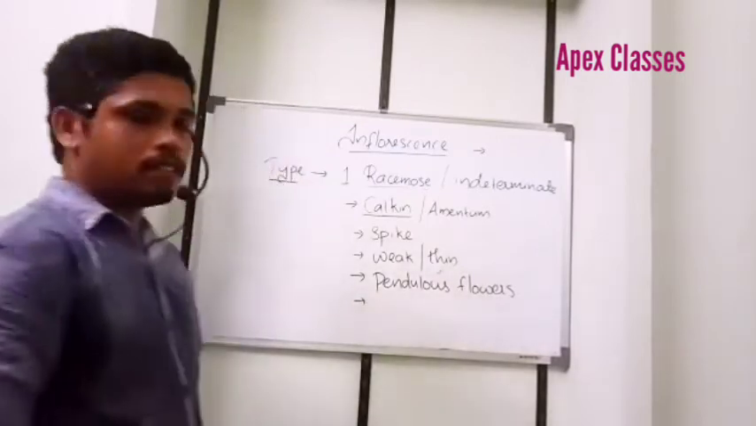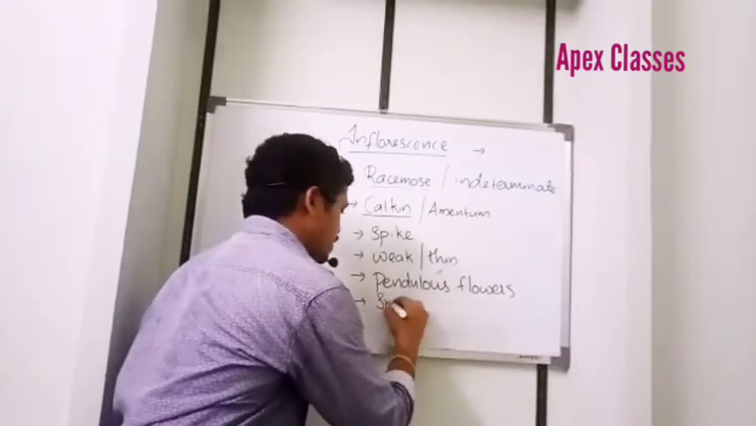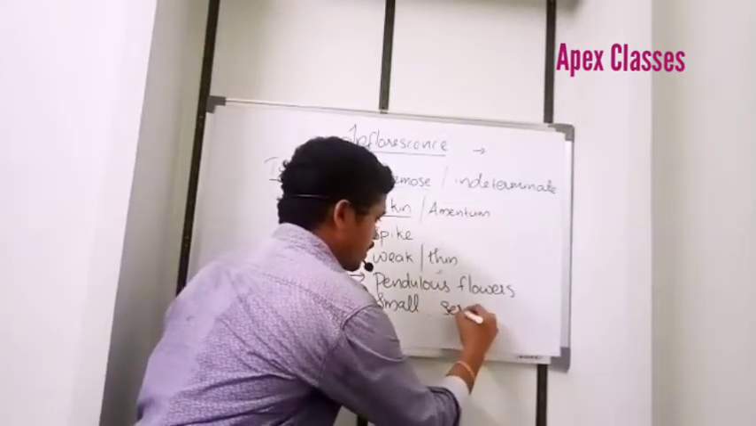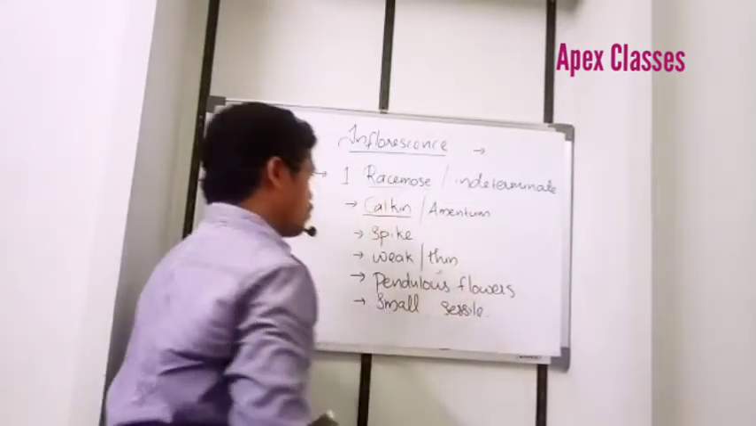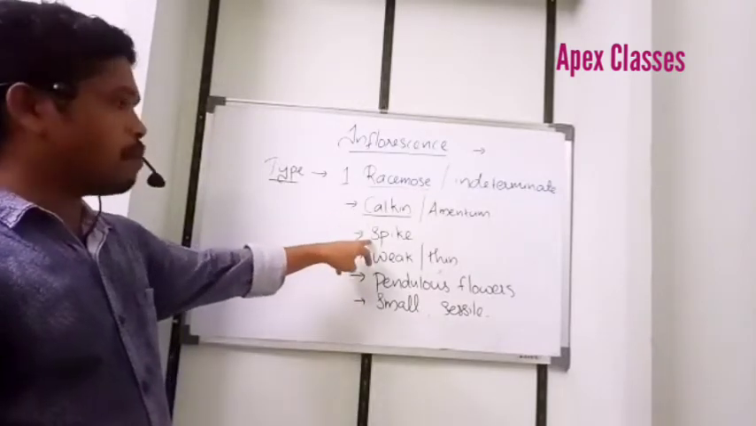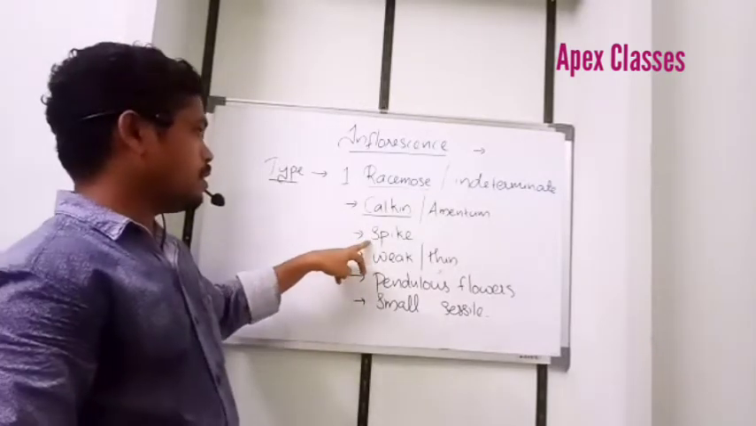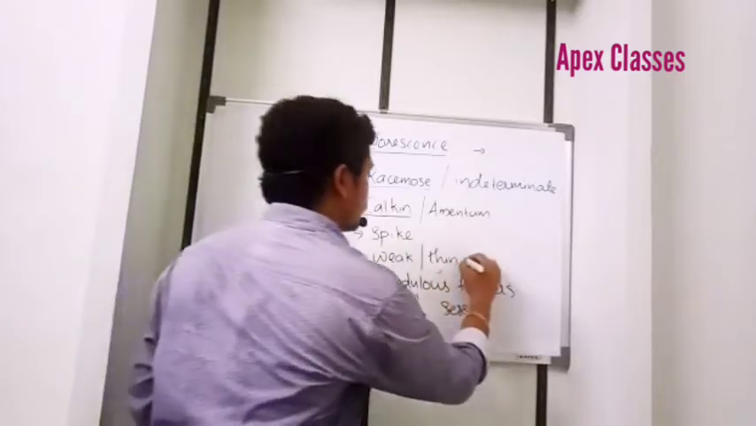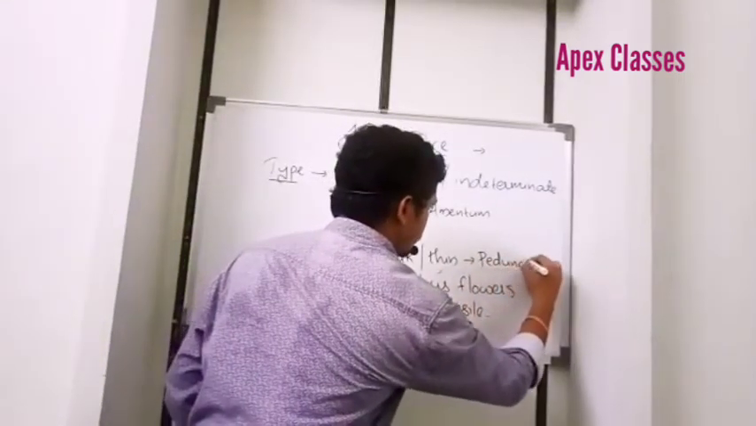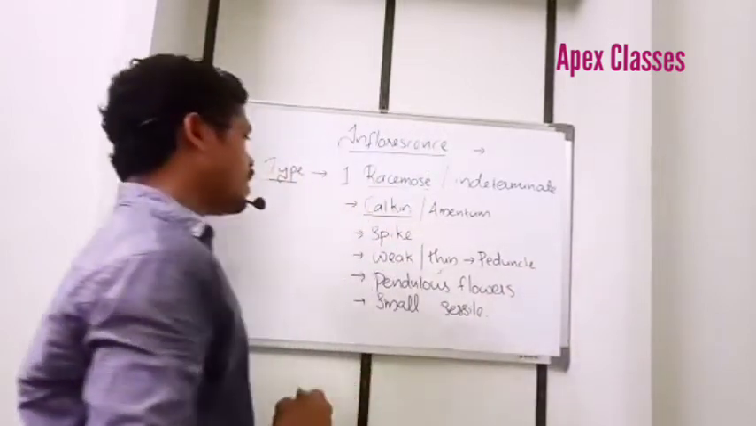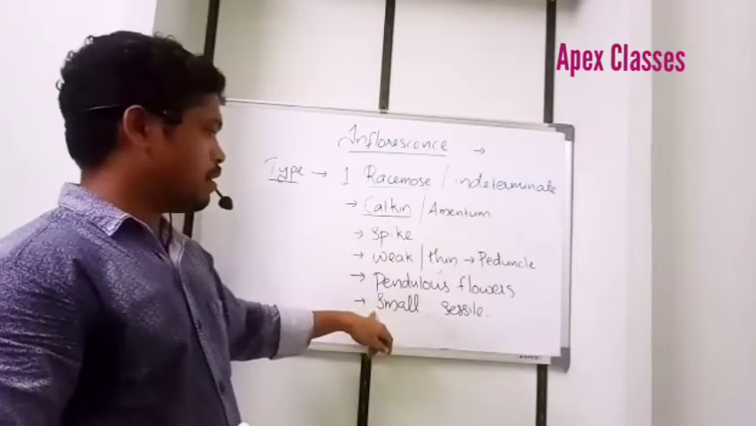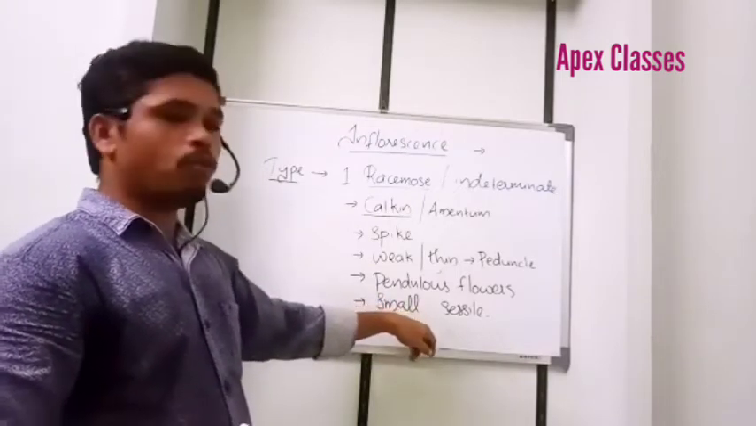The flowers are small and sessile. Small and sessile means without a stalk. This is the character of catkin inflorescence. It is a type of spike inflorescence. The peduncle is weak and thin. Flowers are pendulous, small and sessile.